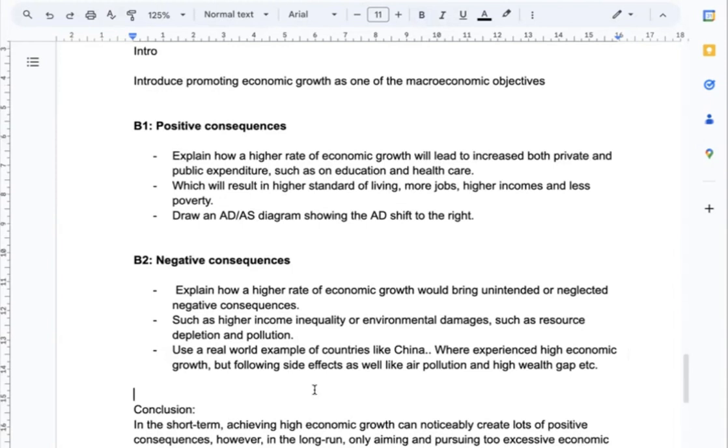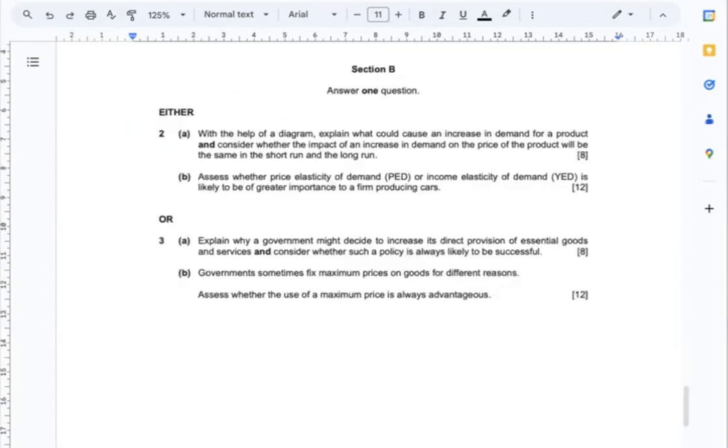My conclusion will say that in the short term, achieving high economic growth can noticeably create lots of positive consequences. However, in the long run, only pursuing excessive economic growth without consideration of sustainability can bring numerous negative consequences. For section B, I'm going to go for question 3.